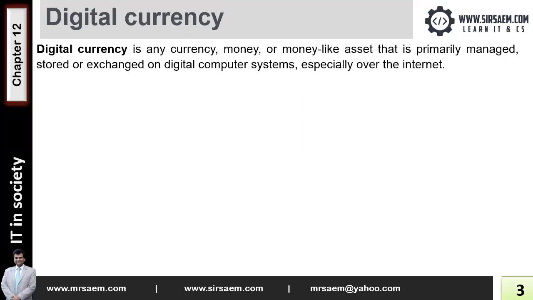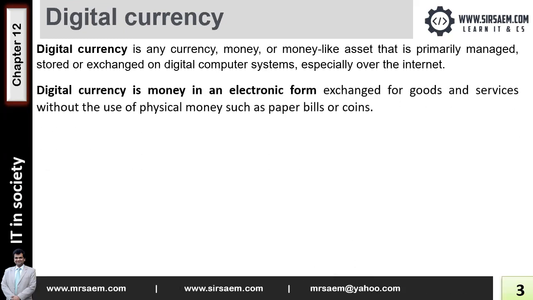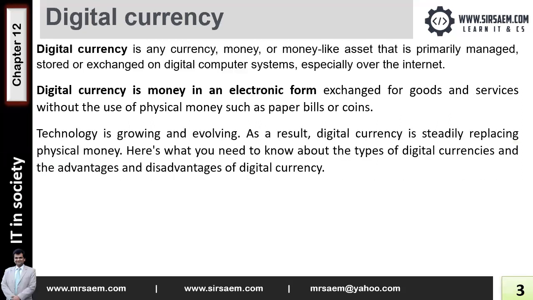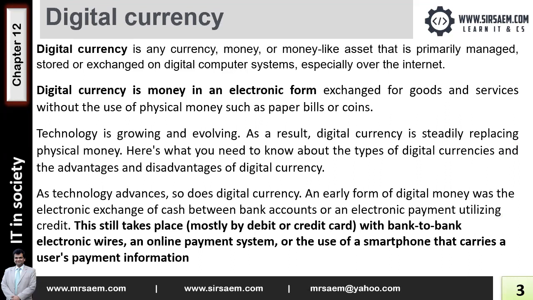As far as digital currency is concerned, digital currency means any sort of currency which is stored or exchanged on digital computer systems. Digital currency can be used for exchange of goods and services without using physical paper bills or coins. Technology is evolving more and more, so digital currency is becoming a lot more advanced and more secure. The encryption tends to be a lot more secure. Hence, there are advantages and disadvantages of digital currency, which we'll be talking about.